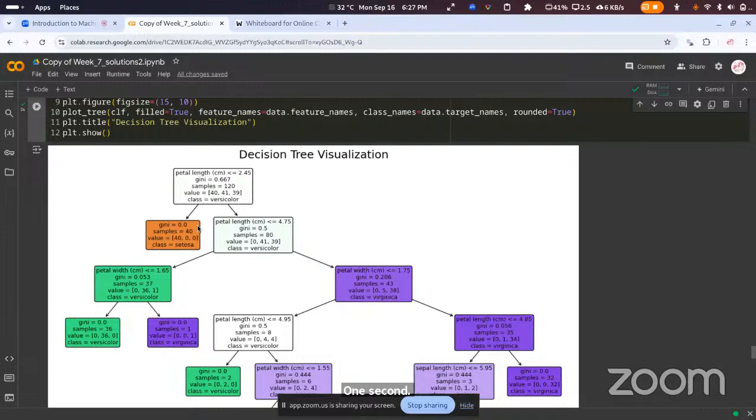Ma'am, the screen is not visible. Oh, okay. Thank you for saying. One second. Is it visible now? Yes, ma'am.